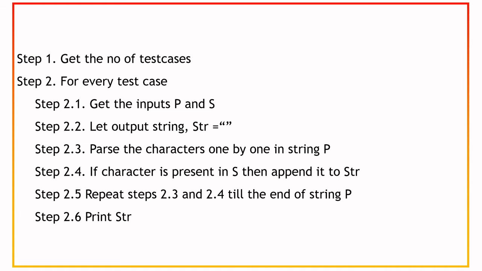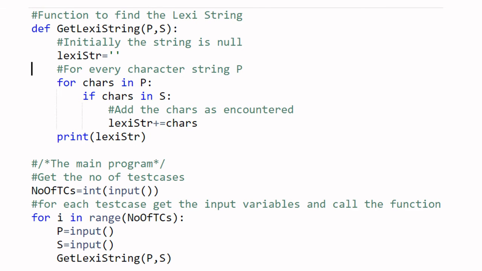Okay, so we'll move on to the first approach. In the first approach, we are parsing through the characters of P one by one. Since we have only 26 alphabets, we would be parsing through P and getting all the characters that are present in S. We repeat this until we reach the end of P. So this is one concept.